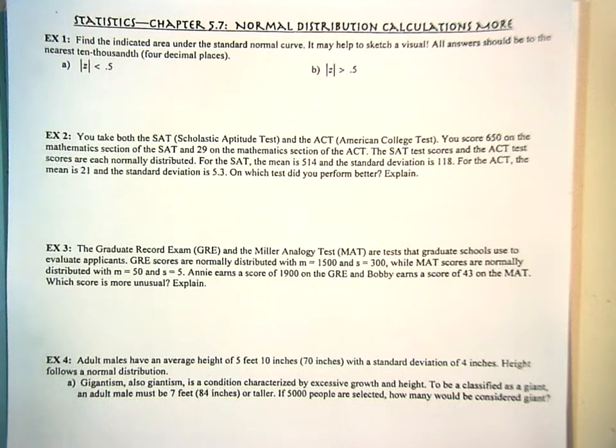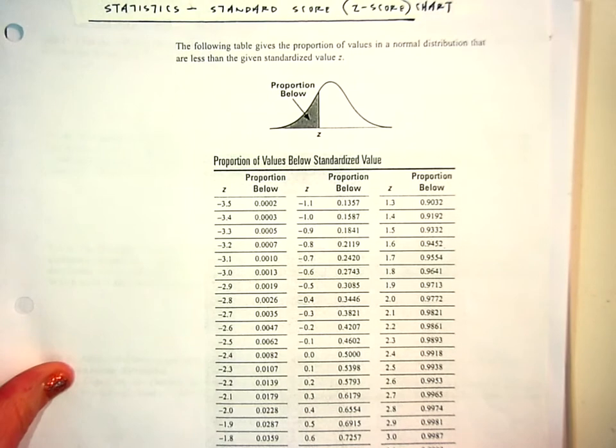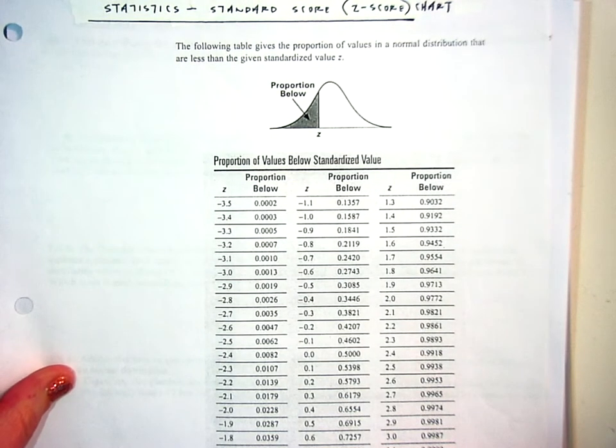All right, you guys, today we are taking on chapter 5.7, normal distribution calculations, a little bit more in depth. And I gotta remind you that we need, of course, our lovely Z-score chart in order to work these problems. We will have some shortcuts coming soon, but not until after we assess on next week, Friday.